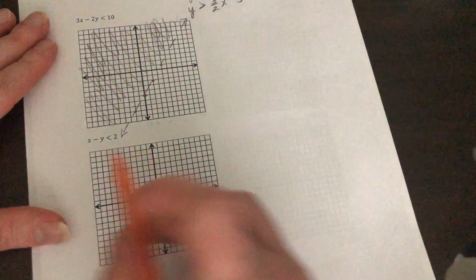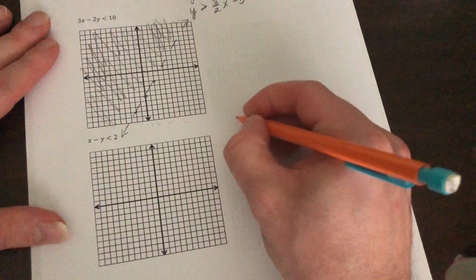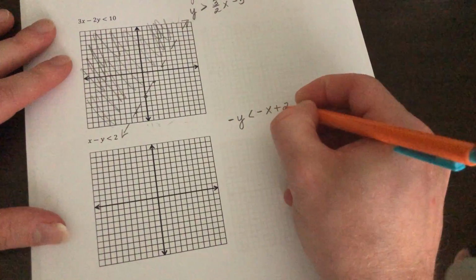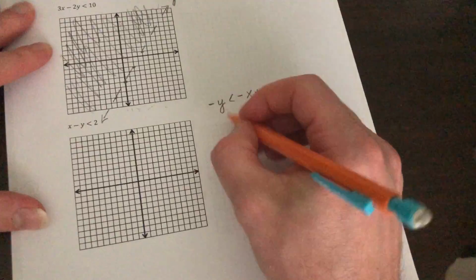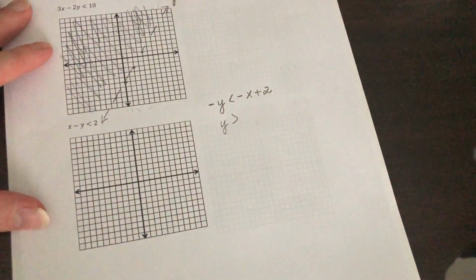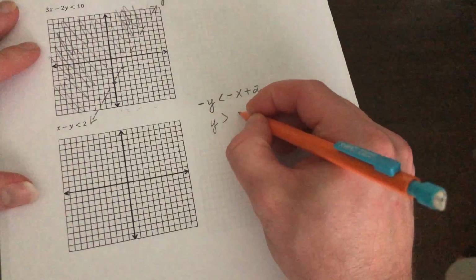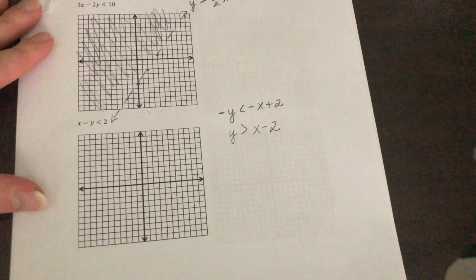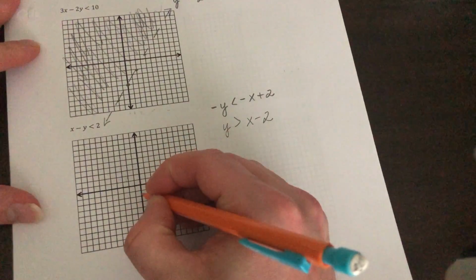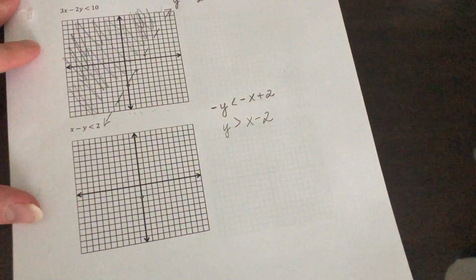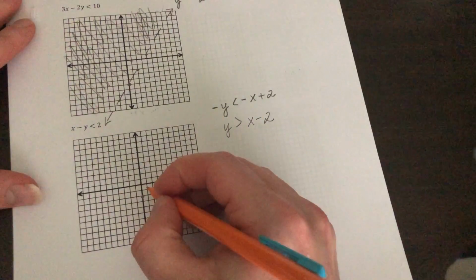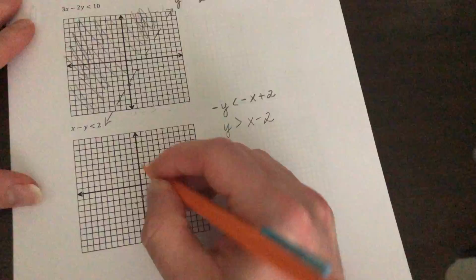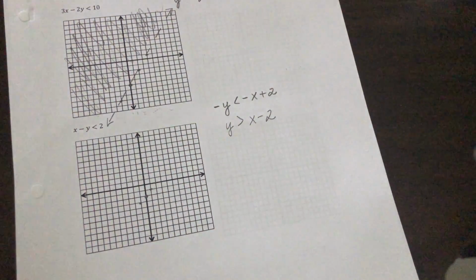Okay, next one. We're going to solve for y equals again. So I get negative y is less than negative x plus 2. I'm going to divide everything through by a negative. So y is greater than x minus 2. Whenever I divide by a negative, I have to flip the gator mouth. So I'm going to start at negative 2, and I'm going to go up 1 over 1, 1 over 1. So it looks something like that, and it's going to be a dashed line.